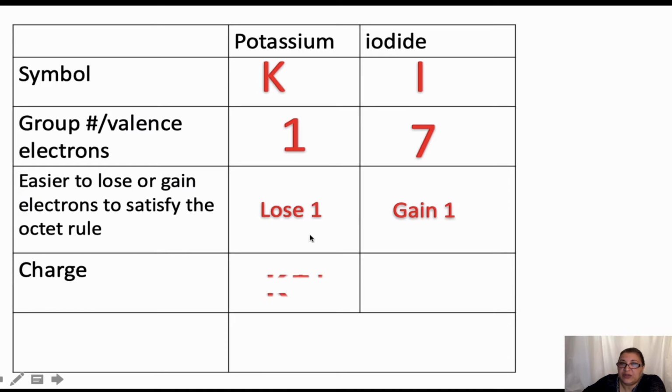And when you lose 1, it becomes positive. When you gain 1, it becomes negative. And we did the crisscross. Crisscross means the 1 here goes right here, lower K. So it takes 1 K and 1 iodine to react.